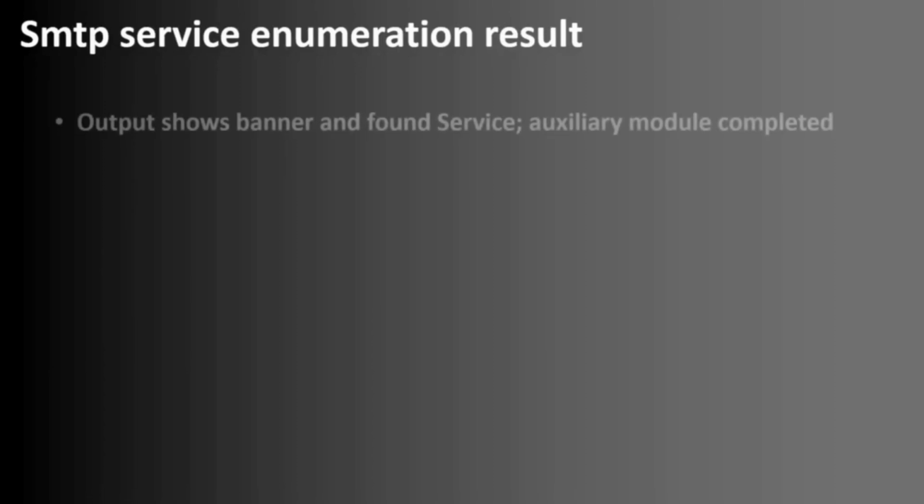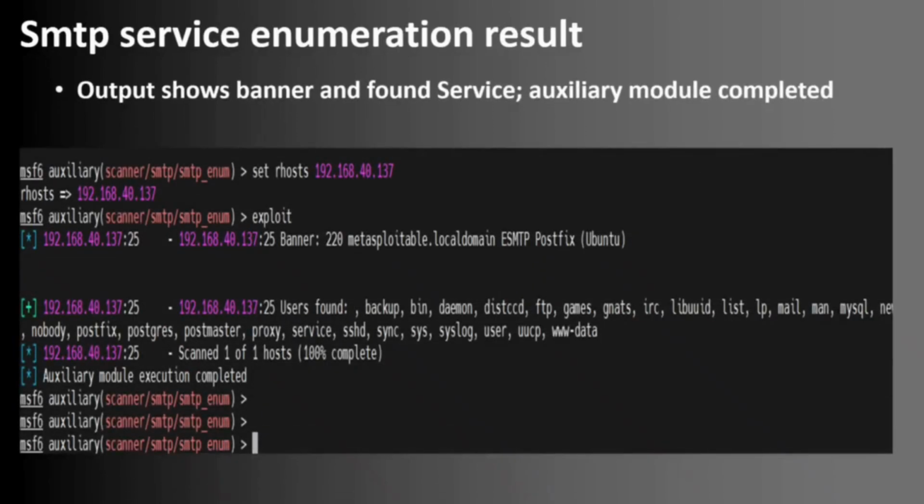The SMTP enumeration output. This is the output after running the enumeration. It connects successfully, grabs the banner and completes the scan. So the server is in an active state.